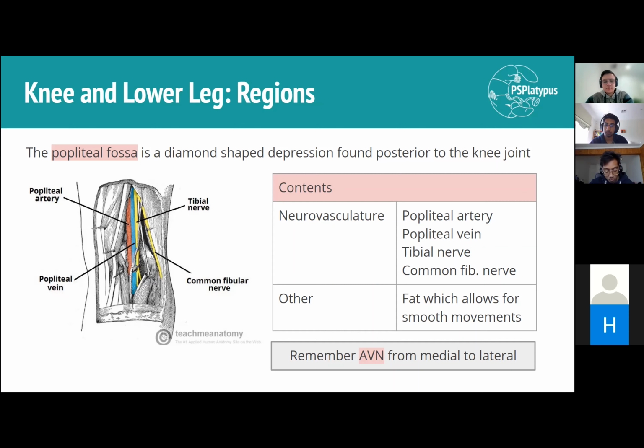As a general rule of thumb, if you're thinking about your dissection and you know which side is medial and which side is lateral, then you will follow the order of AVN. So you've got the popliteal artery first, and generally this will be, I think, a little bit more deep to the popliteal vein, correct me if I'm wrong. But you've got the artery, then the vein in the middle, and then both the nerves more laterally. So if you're ever confused, think AVN.